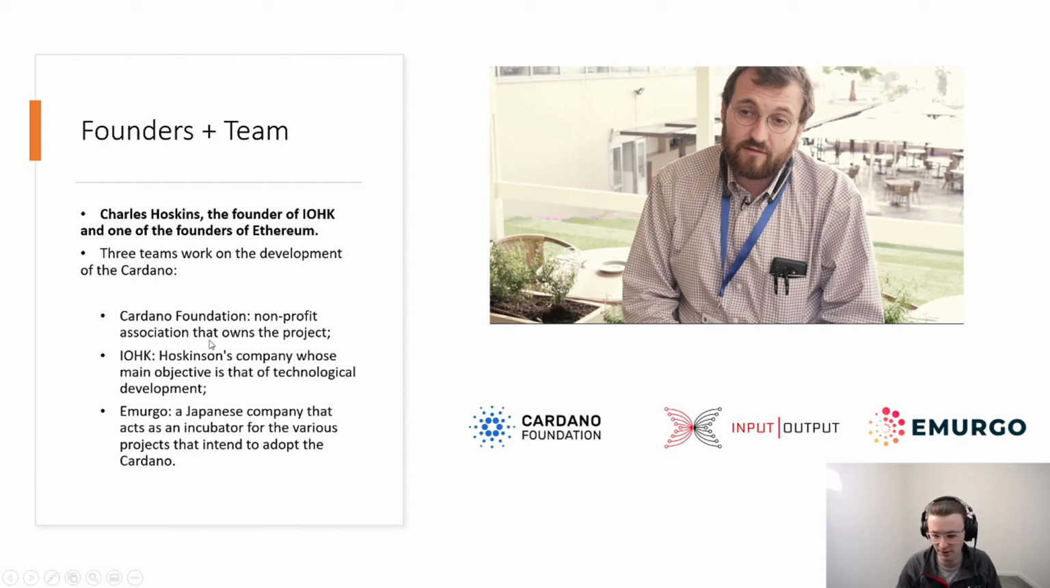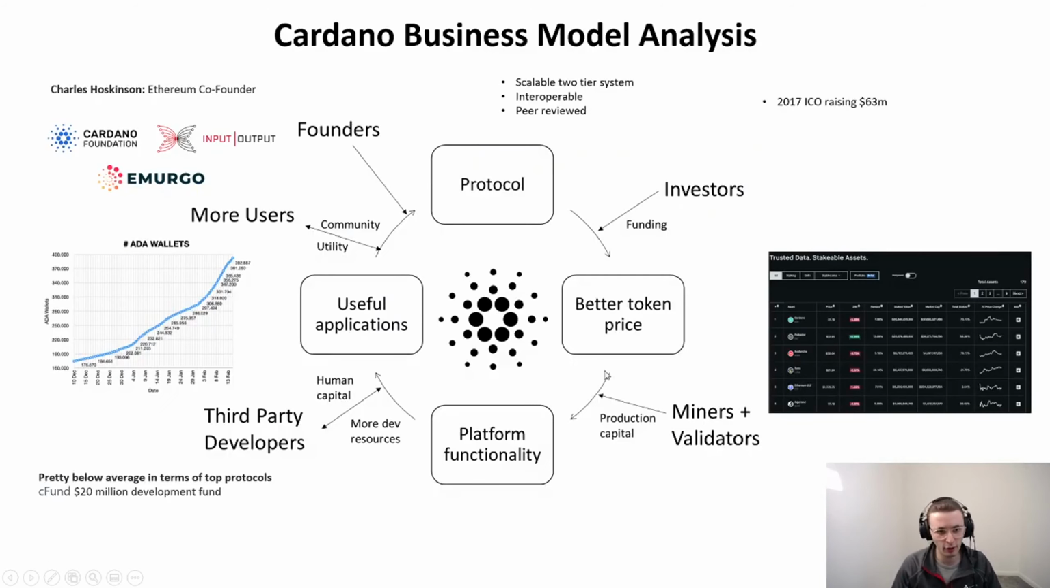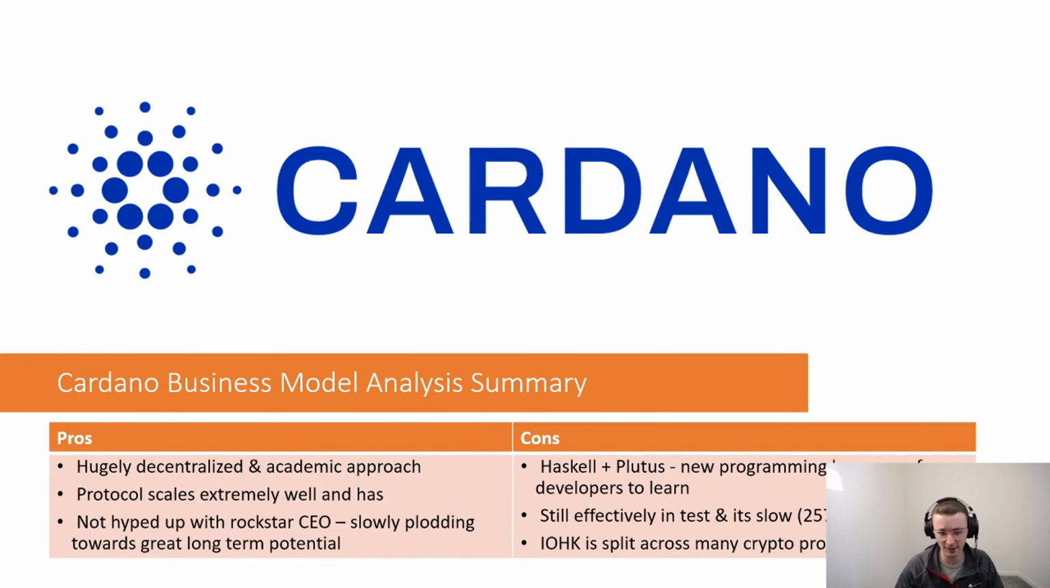Cardano Foundation, I mentioned earlier that they did an ICO for 63 million. That's where that money went, really, into the foundation to then be distributed. And the other main partner to mention is Emurgo, which is a Japanese company that acts as an incubator for the various projects. I haven't really dug too much into these guys, but suffice to say they're all contributing to the ecosystem in different ways. So let's take a look. On the whole, this is our flywheel that's left. I mentioned everything here, so let's move on to our summary.